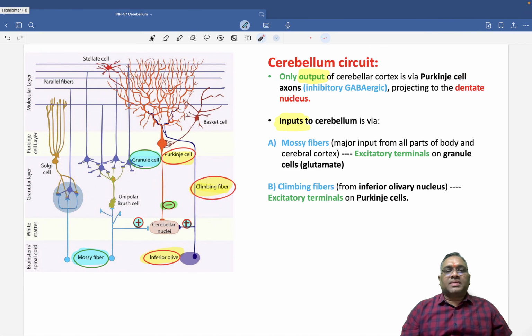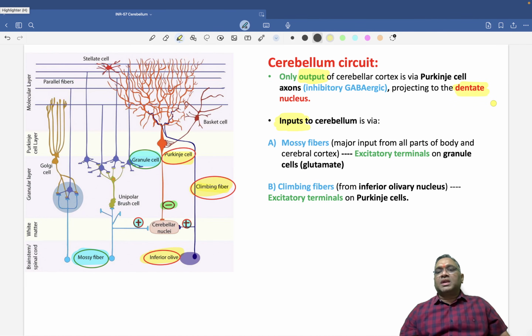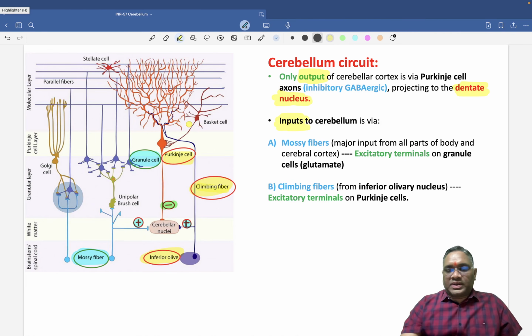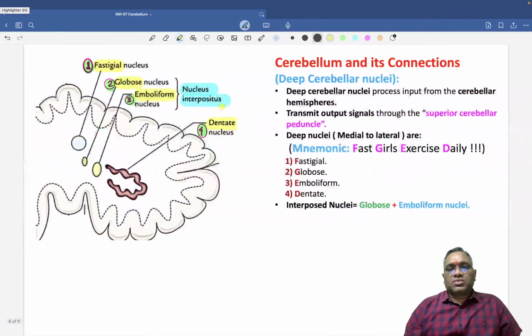This was the question in the AIIMS exam, so please remember. Purkinje fiber axons will be terminating or projecting to which deeper nuclei of the cerebellum? So it is the dentate nucleus, right? Remember this point: Fast girl, exercise daily. The fourth one you can see here, which I was telling you, is the dentate nucleus. This is the area where Purkinje neurons will be terminating, right?